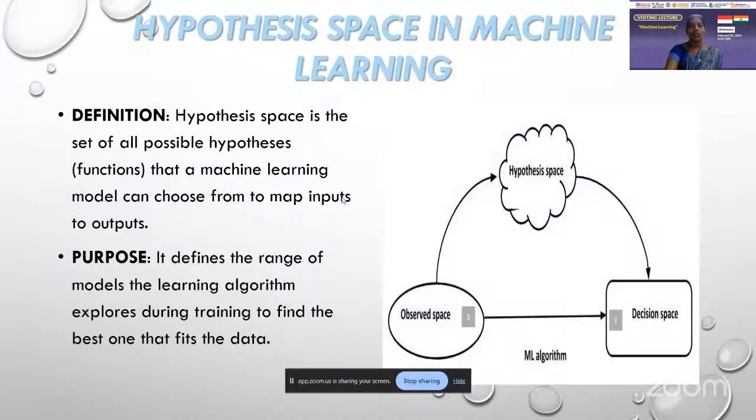Okay. So, what do we mean by hypothesis space? Hypothesis space is the set of all possible hypotheses that a machine learning model can choose from to map the inputs to the output. The main purpose of using a hypothesis space is that it defines the range of models the learning algorithm explores during training to find the best one that fits the data. So a hypothesis space generally consists of a collection of hypotheses.